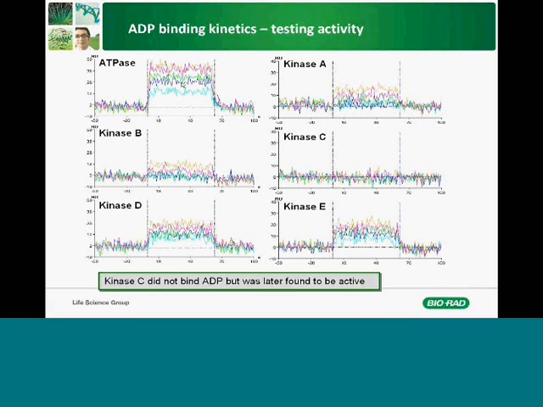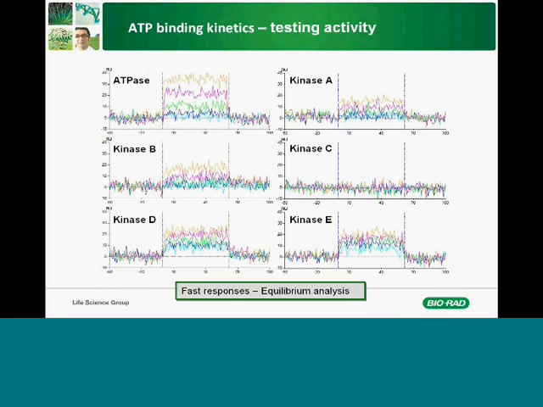And in this slide that you will see in a second is the same result but with ATP. So you can see again that the binding events are very fast. So they did only equilibrium analysis for those 5 kinases: 4 kinases and 1 ATPase.